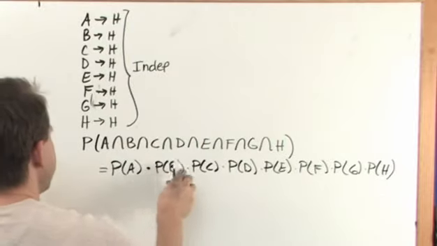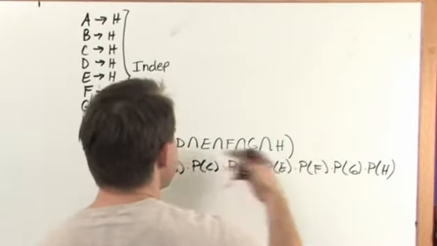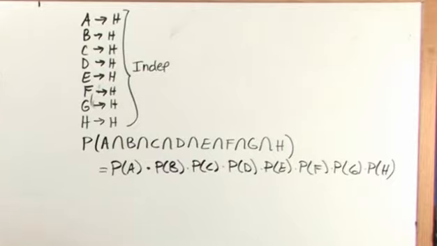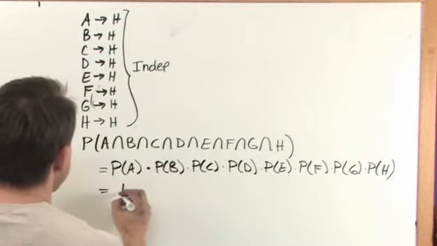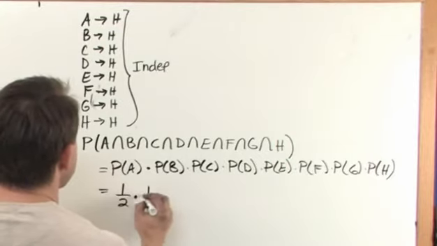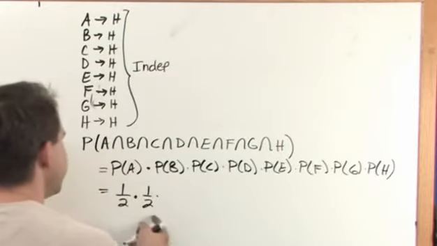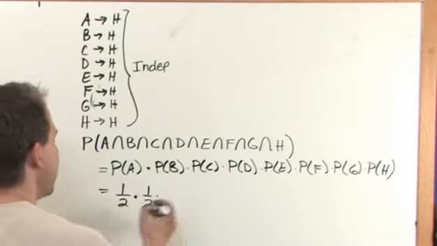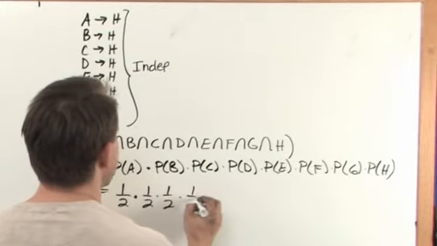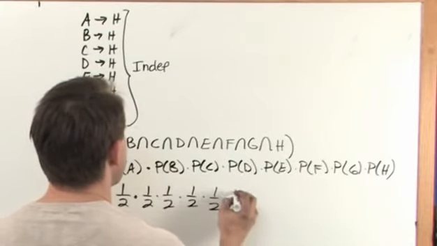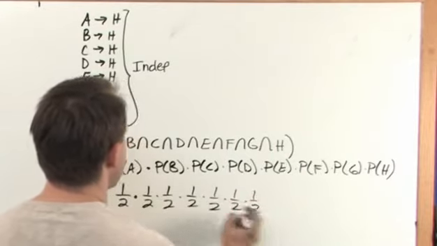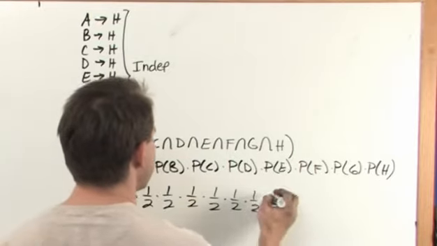In each one of these, you really don't need the bar given that anything else has happened, because it doesn't matter. They're all independent. They're not really going to affect anything. So, what's the probability of A happening? Probability of getting a heads is 1/2, times 1/2 because the second event, getting a heads, is also 1/2. The fact that the first one happened doesn't affect anything. 1/2, 1/2, 1/2, 1/2, 1/2, 7 events of 1/2.